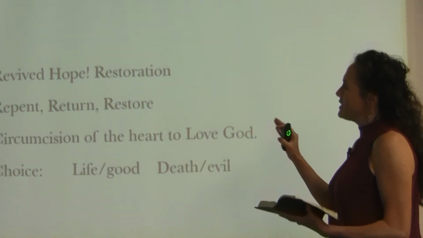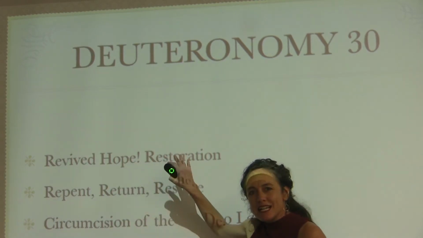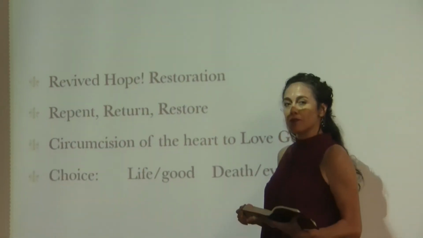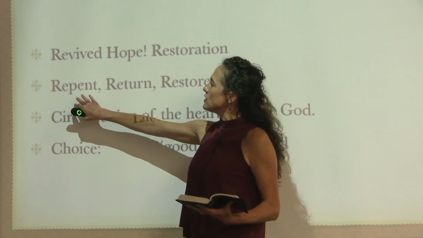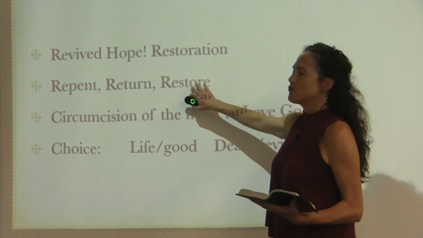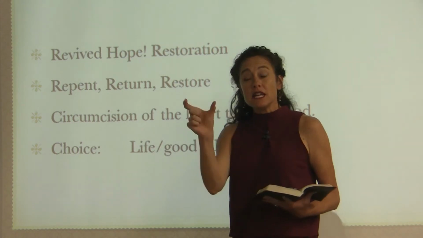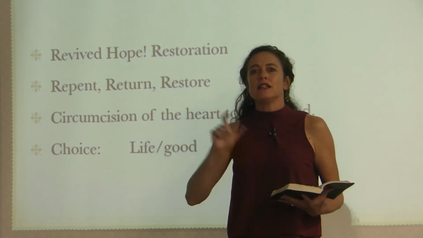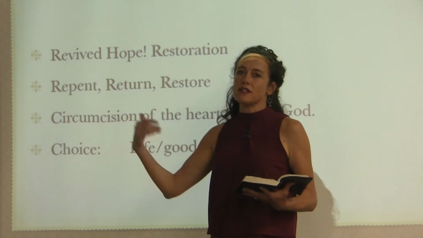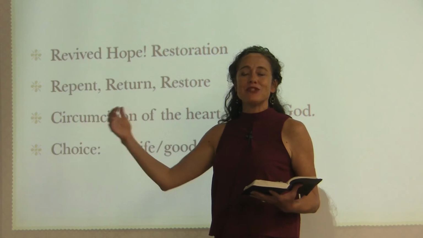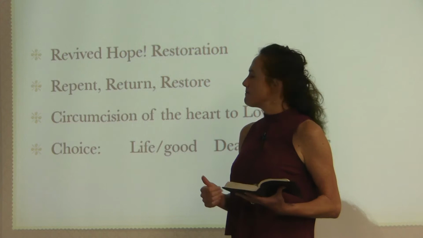So when we look at chapter 30, what we're going to see is there is a revised hope because the restoration is possible. And in the first couple verses, we're going to pay attention to these words of repenting, returning, and restoring, because these three words end up being a very key trilogy of an idea that is repeated throughout the whole rest of the Old Testament books, all the way through the prophets, all the way to the very end, even to Malachi, which is the last book before we enter in the New Testament.